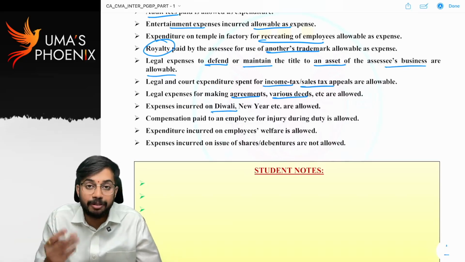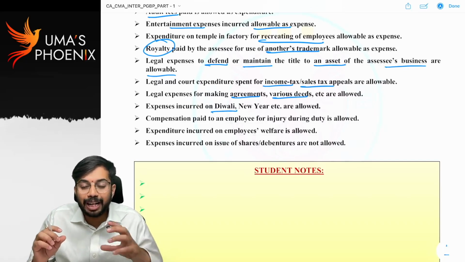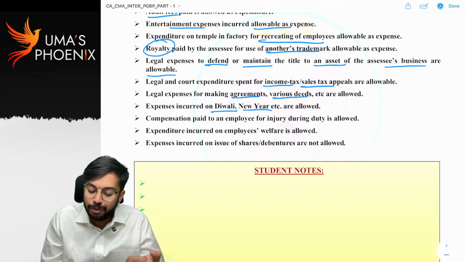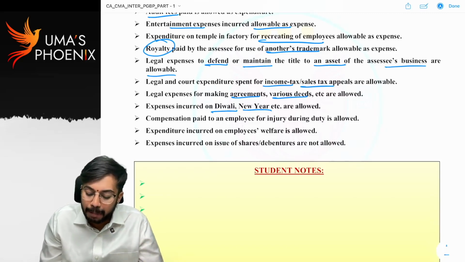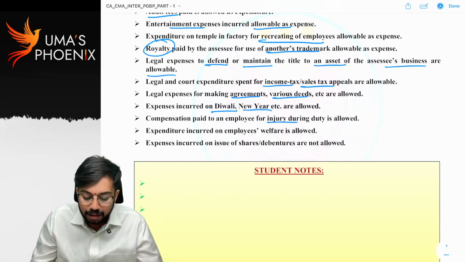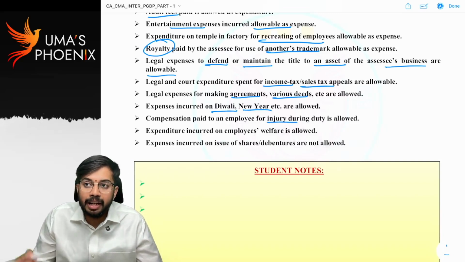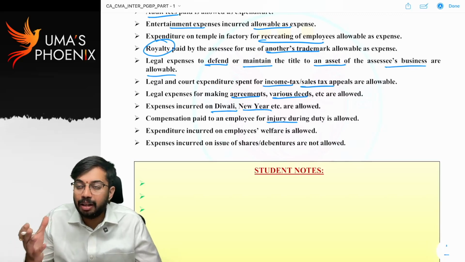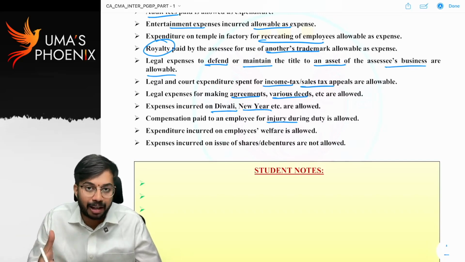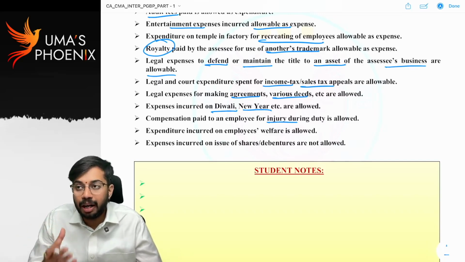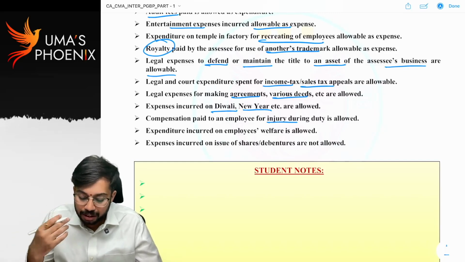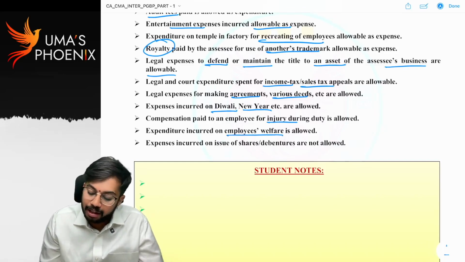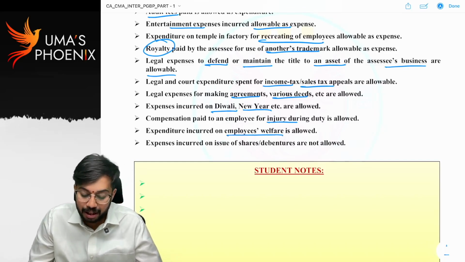Expenditure incurred on Diwali, sweet packets will be given, right? Whatever expenditure is spent on Diwali or New Year, those are also business expenses and are allowed as deduction. Compensation paid to an employee for injury during duty: obviously, he is working in the factory and something happened to him, a little accident in the office or factory. For that, the employer got treatment for the employee. That is obviously business expenditure and is allowed as deduction. Expenditure on employees' welfare is also business expenditure allowed as deduction.